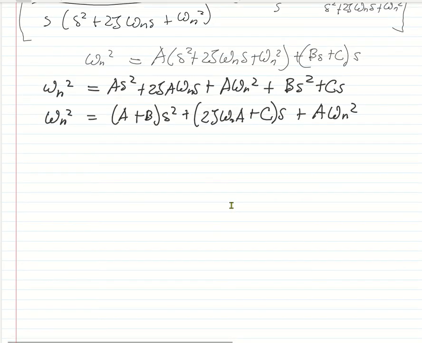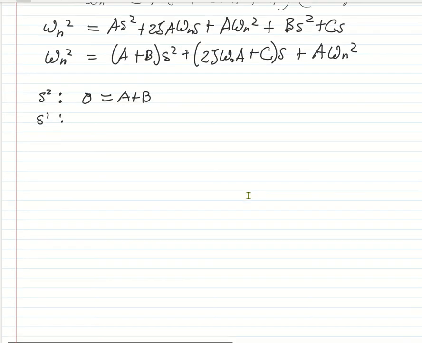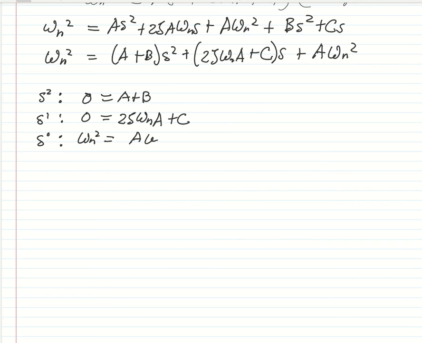Then we can now apply equating coefficients. First, for the coefficients that contain s squared: for the left side, we have no s squared, so it's 0. For the right side, we have A plus B. Next, the coefficients that contain s raised to 1: for the left side, there's no s. The right side, we have 2 zeta omega n A plus C. Then lastly, for the constant or s raised to 0, on the left side we have omega n squared, and on the right side we have A omega n squared.